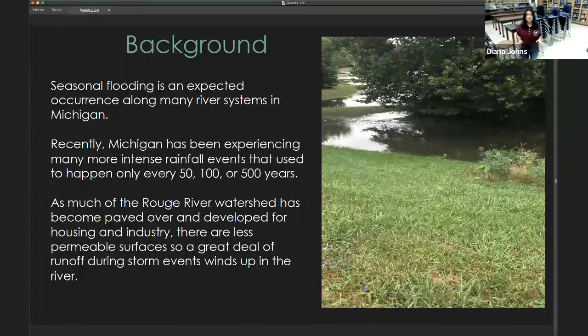Seasonal flooding is an expected occurrence among many river systems in Michigan. This is why many great cultures established agriculture, to take advantage of the rich sediments that get deposited. Unfortunately, the majority of our Rouge River watershed has been paved over or built up with housing and industry that is now impermeable to water. Now, with even just small downpours, the river overflows its banks and forces the closure of roads that parallel the river for many miles.